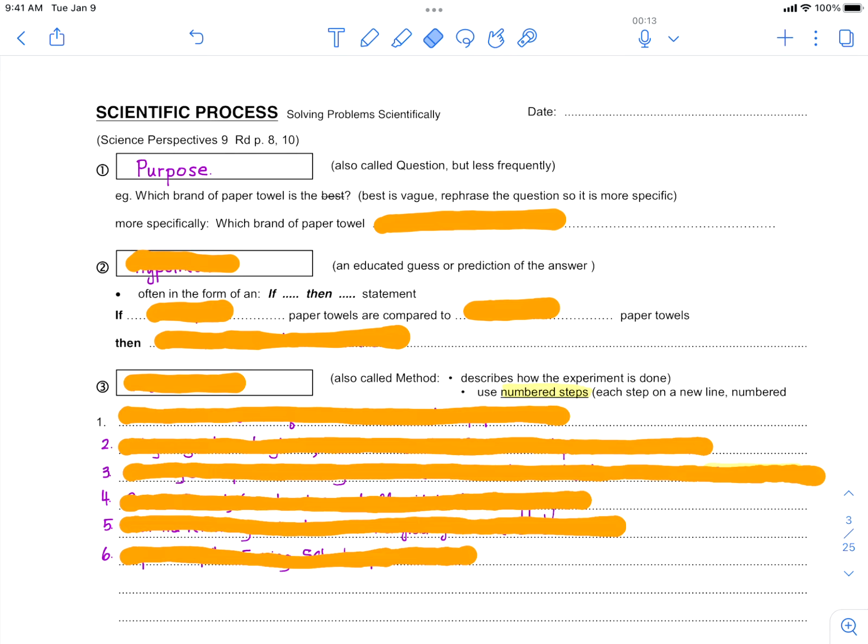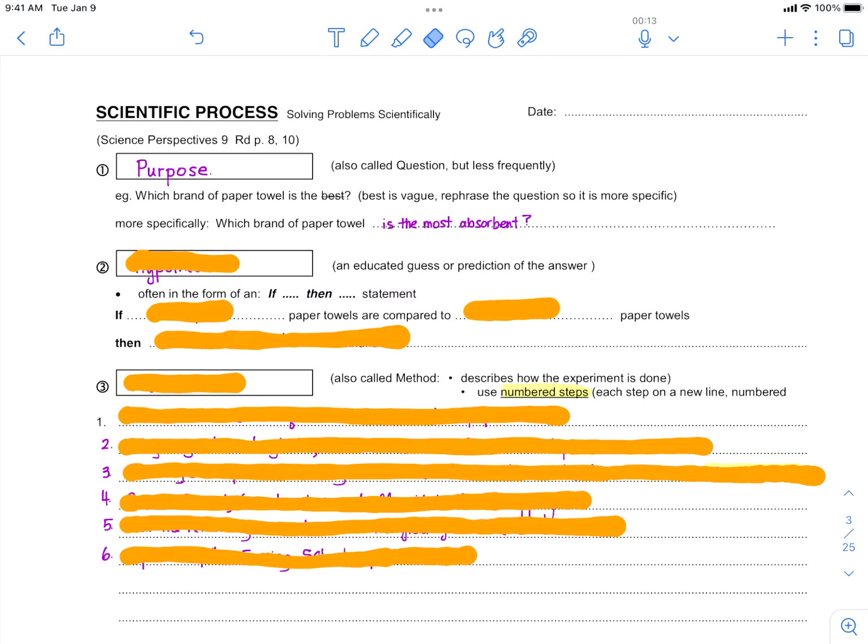There's lots of things about paper towel that we could test. What we're going to do is say which brand of paper towel is the most absorbent. And of course, absorbent means how much water it will soak up. This is one of the things that we see in commercials, right? We see that this brand of paper towel is more absorbent than any others. So we're going to test that.